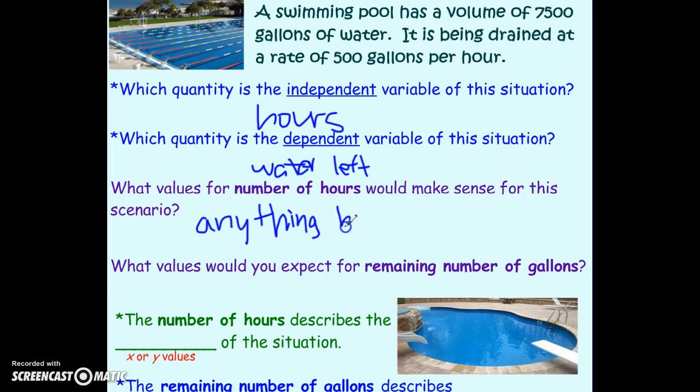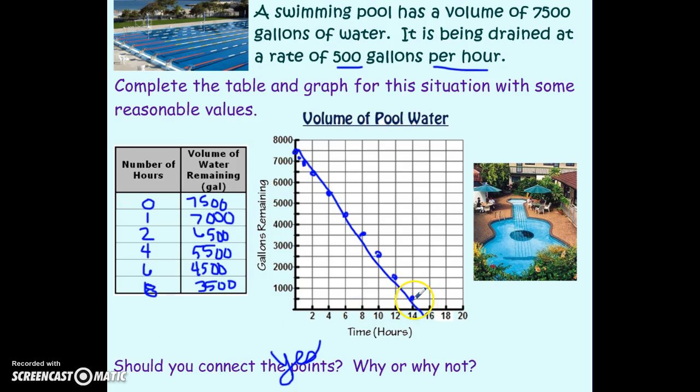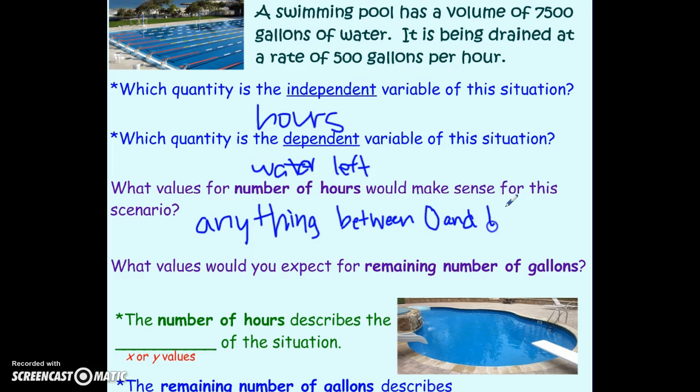well, okay, so we need to go back to our graph for a second. So anything between 0 and, let's look back at our graph to see. So at 14, we still had 500 gallons left, so it would take 15 hours to reach 0. So anything between 0 and 15 would make sense. 12 would make sense, 12.5, 12.4, 12.2. So anything between 0 and 15 makes sense for the number of hours.